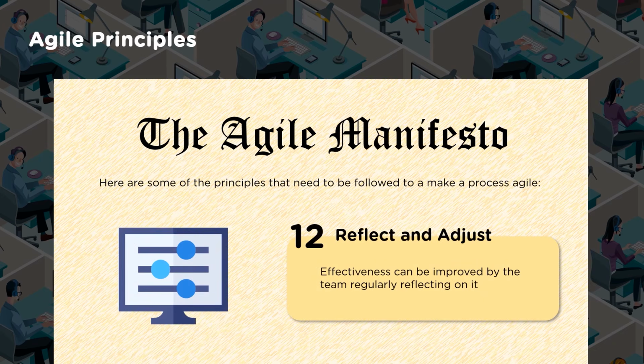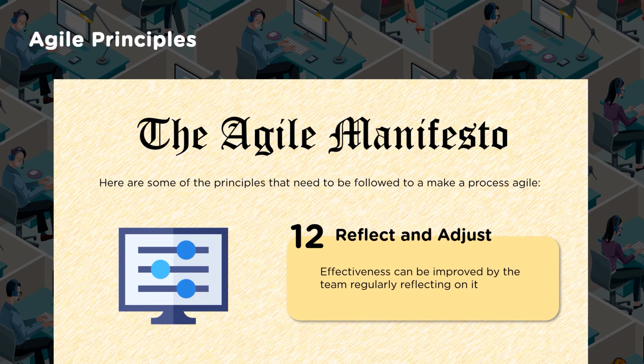So next is reflect and adjust. When are we going to reflect? Reflect upon what is happening, learn, understand, keep learning. Having a reflection on what is happening means responding to it so that improvement can happen quicker. Effectiveness can be improved by the team regularly reflecting on it. So the team is also understanding, and also has the accountability to ensure that necessary adjustments and actions are taken to make those changes and corrections quickly.